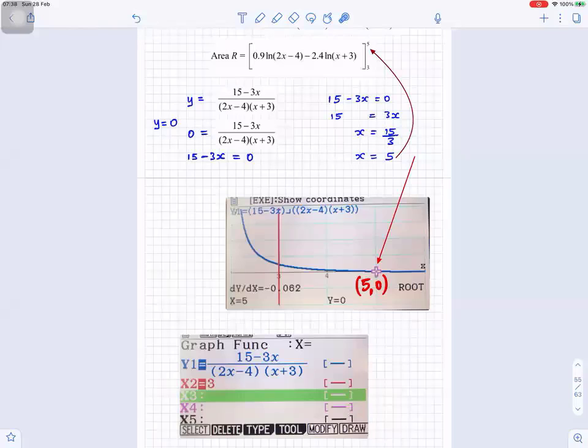Another way is to put the graph in your calculator and see the point where it crosses the x-axis. That point is (5, 0). That's where that 5 comes from. And that's your line x equals 3.